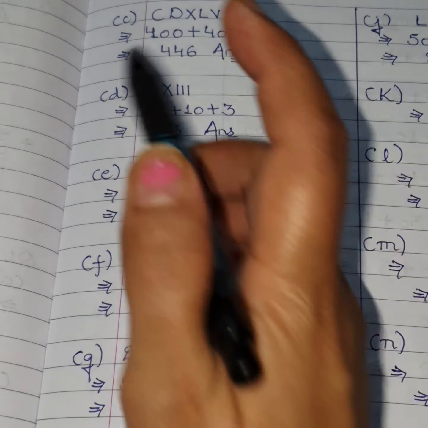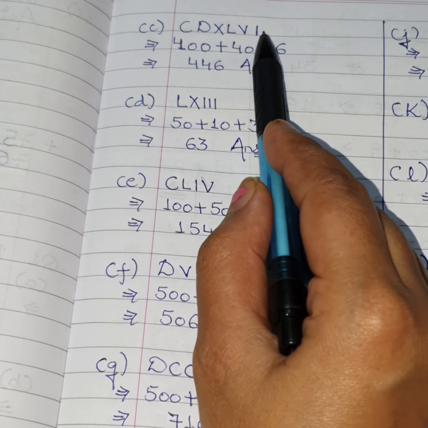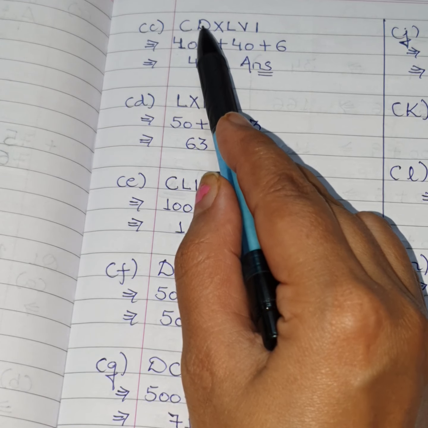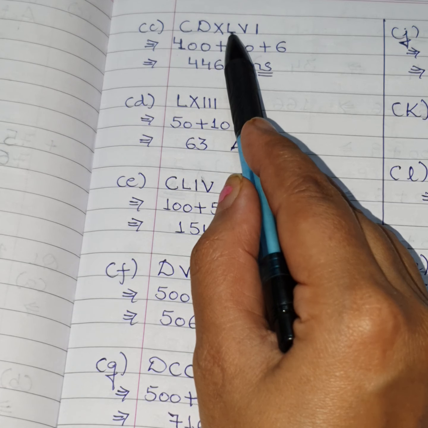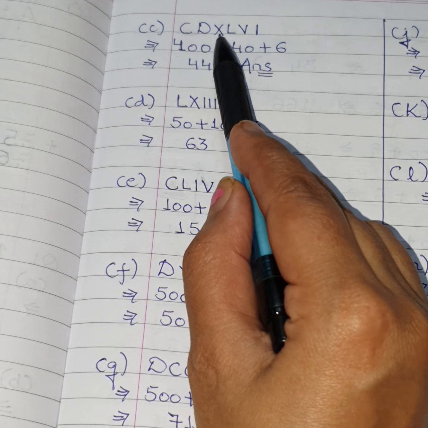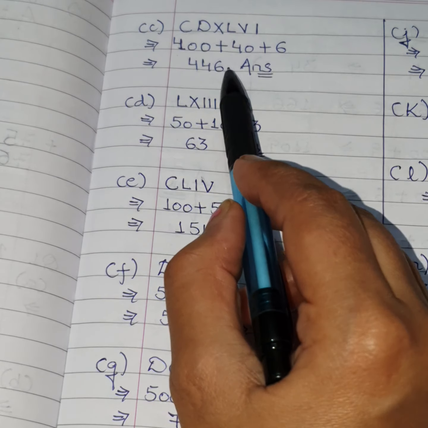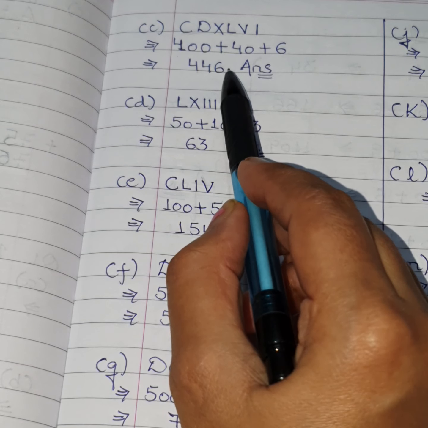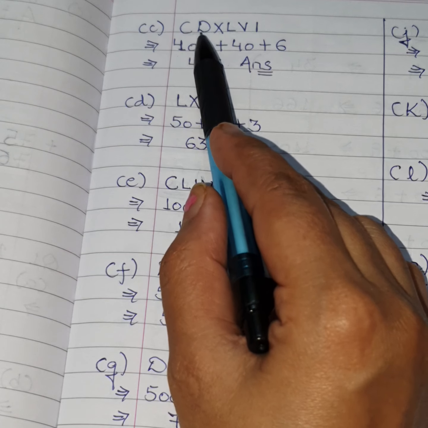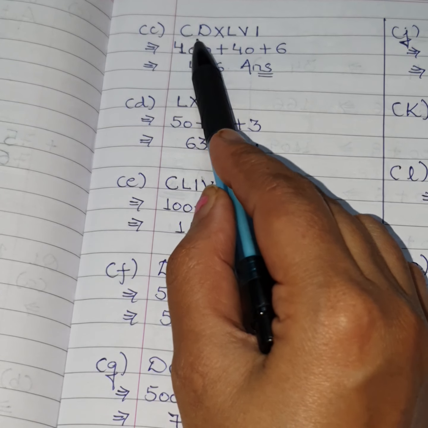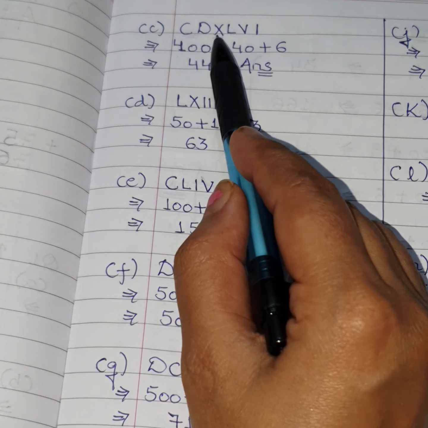Then next part. It is CD, XL, then VI. So CD means 500 minus 100, 400. XL means 50 minus 10, so it is 40. And VI is 6. So 446 is the answer. Fine, students. Remember, whenever a smaller value is coming before the bigger value, then it is subtraction. So CD is 500 minus 100 and XL is 50 minus 10.